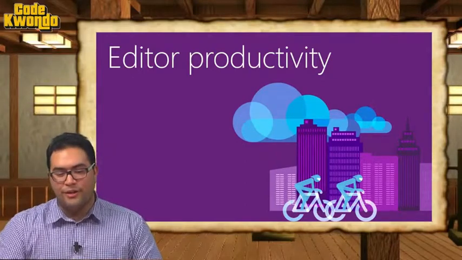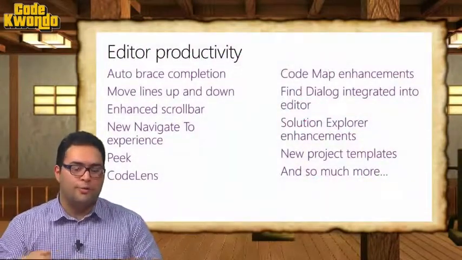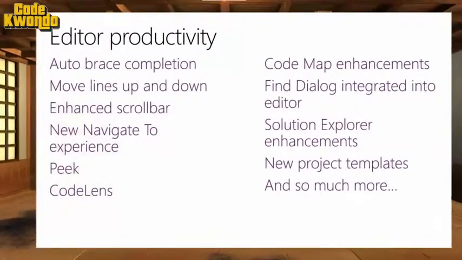So in terms of editor productivity, what's changed? You've got auto-brace completion now. It's easier to move lines up and down. You've got an enhanced scroll bar. There's a new Navigate To experience. If you've seen Navigate To in older versions of Visual Studio, it wasn't as great as it is now. We've got Code Peek, which is very, very helpful. I wish I could do this in Vim, actually, to be honest. In the Ultimate version, we've also got Code Lens, which is a really cool new feature, and a few other enhancements all around the board to help you become much more productive.